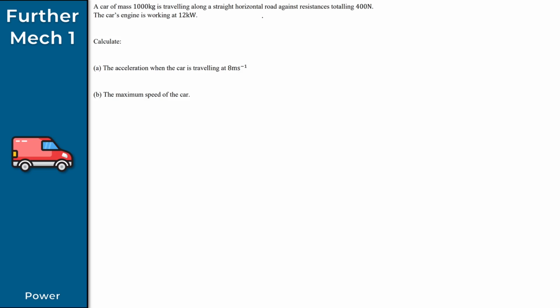So for part A here, as we can see, we don't have a diagram for this question. So let's just quickly begin here by drawing our own force diagram. Now, it doesn't have to be perfect, by the way. In fact, you don't even need to actually draw a car. You can just draw a box, for example, but I'll draw a car anyway. I'll demonstrate my amazing art skills here.